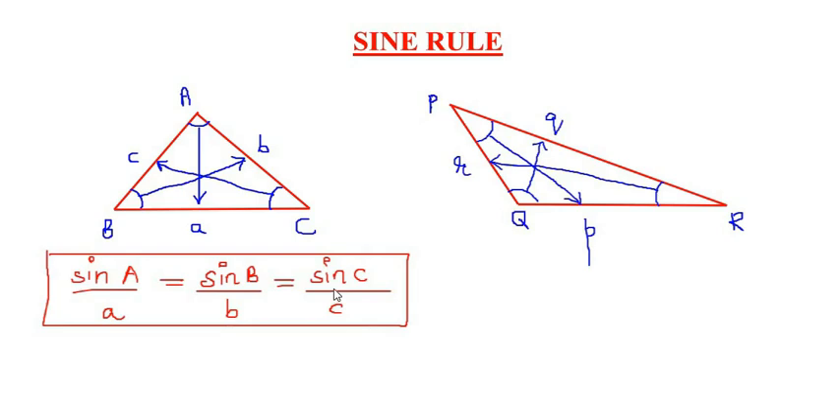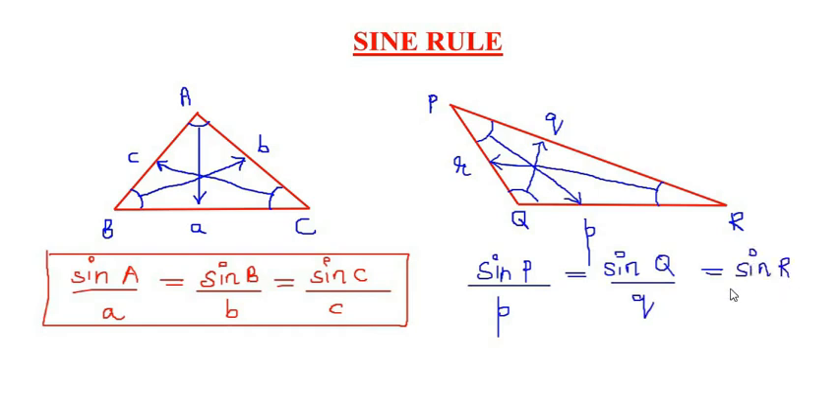Now for this one we can write it the same way, that is sine of angle P over side p, its opposite side, equals sine of angle Q over side q, its opposite side, equals sine of angle R over small r, its opposite side. So this is how we write the sine rule.